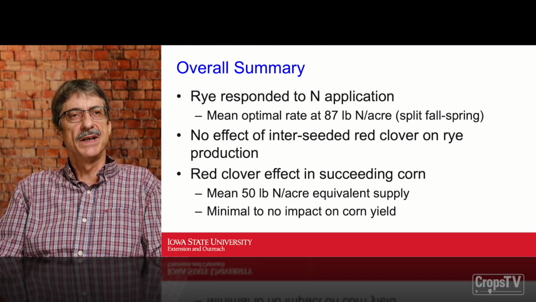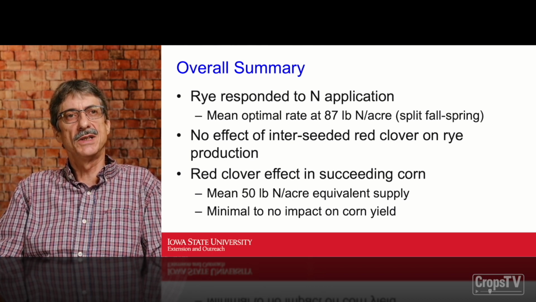We did not have any effect of the clover underseeded on the rye production itself, and the red clover effect was there in the succeeding corn crop with a mean 50 pound N per acre equivalent supply of nitrogen to the corn and minimal to no impact on the corn yield.